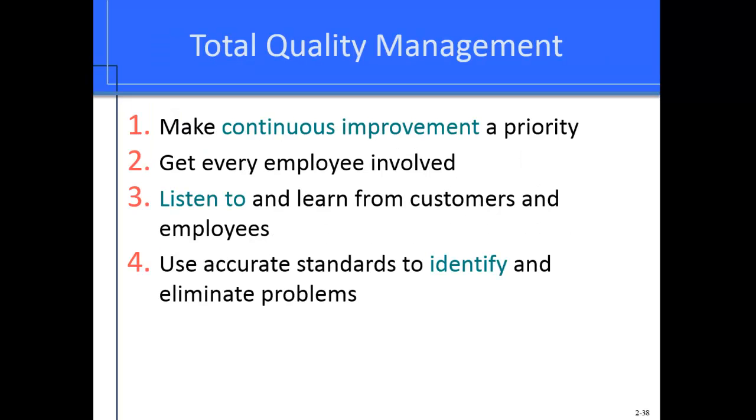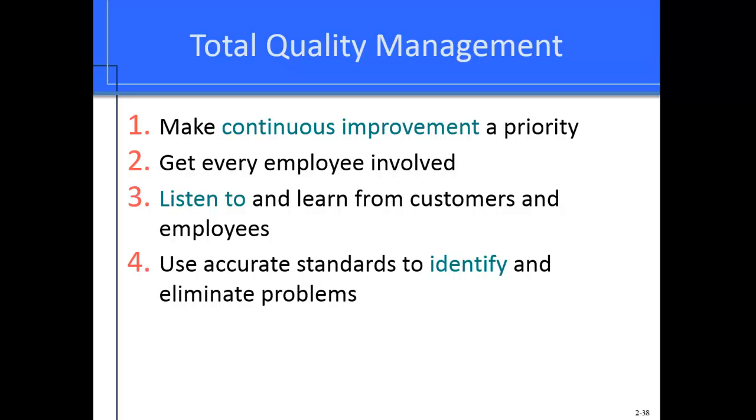And those 4 components are: make continuous improvement a priority. Now, companies that practice TQM are never satisfied. They make small incremental improvements an everyday priority in all areas of the organization. And the reason for this is by improving everything just a little bit all the time, the company can achieve long-term quality, efficiency, and overall customer satisfaction.